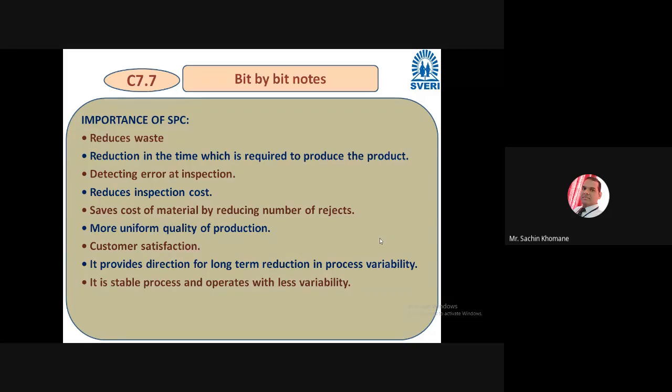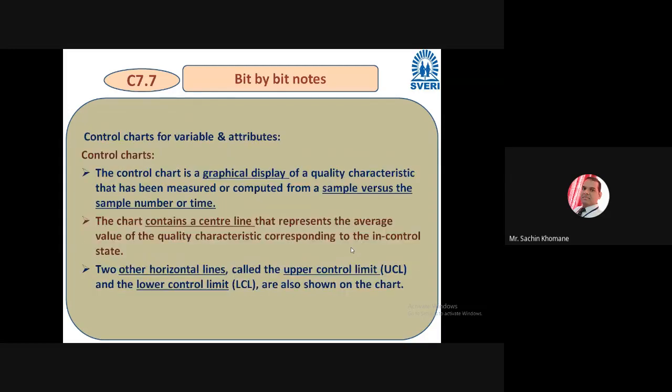And I think we were at this point, control charts for variables and attributes. This is a very big topic, so in this particular unit it will take a little more time. Today we'll complete the theoretical part of this point, and maybe tomorrow we'll discuss some numerical things related to control charts.